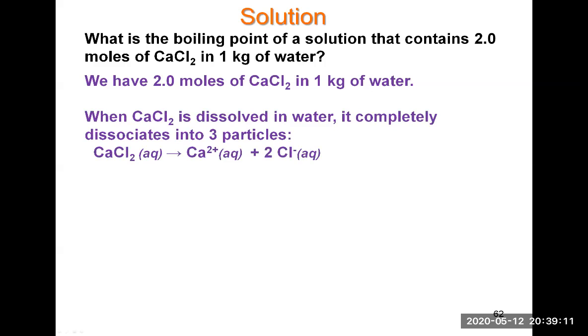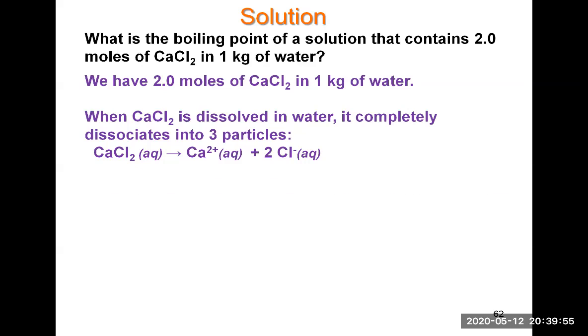Why 2 Cl-? Because in the formula of CaCl2, the subscript 2 applies to chlorine, and it says there are 2 chlorines for 1 calcium. So we have 1 calcium cation and 2 chloride ions. And that is justified because to cancel the 2 positive charges from the calcium, we need 2 chloride ions to have 2 negative charges. So we can write this dissociation equation that shows that when CaCl2 is placed in water, it dissociates into Ca2+ and 2 Cl-. So that means 3 particles per formula.